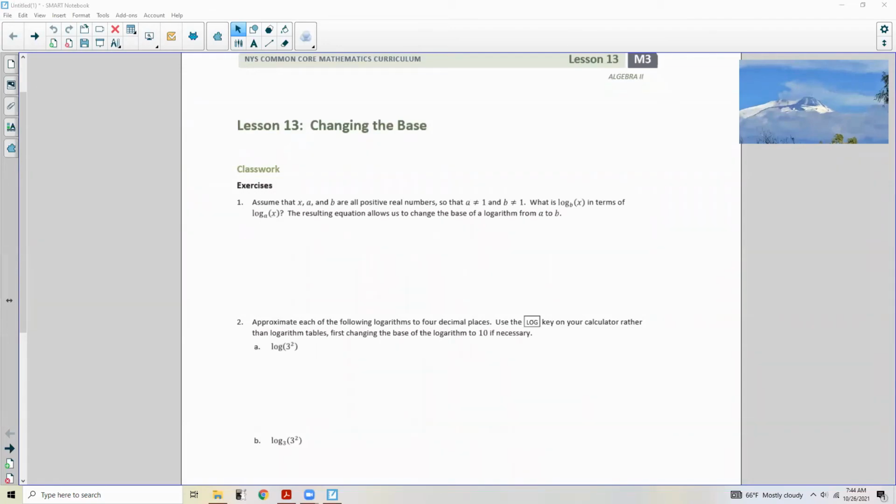Okay, lesson 13, changing the base. Okay, time to change the base.